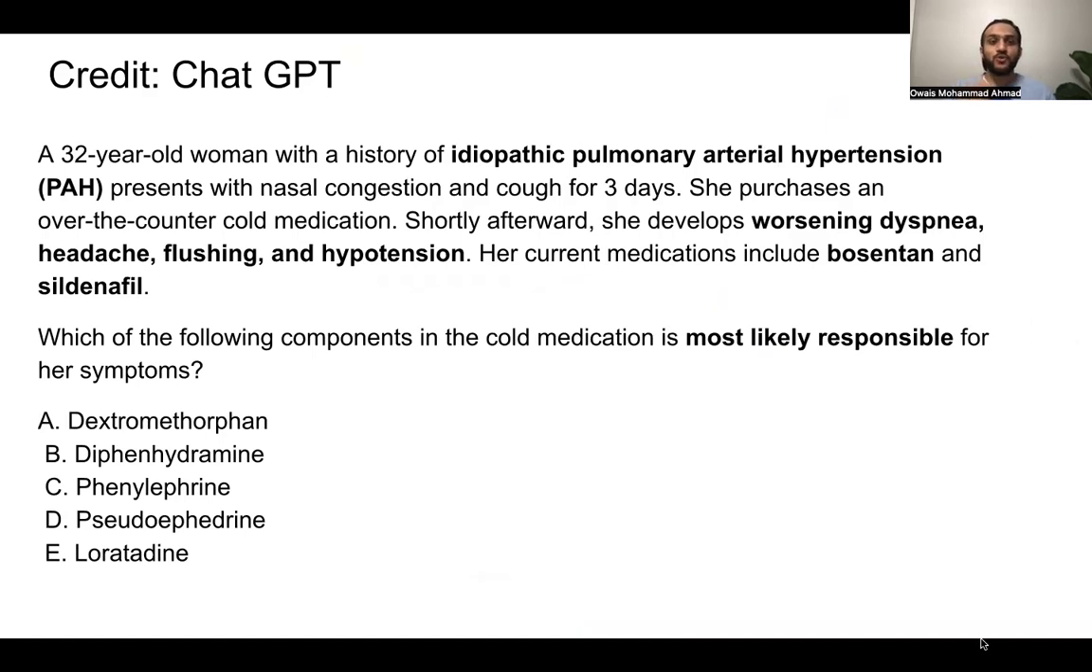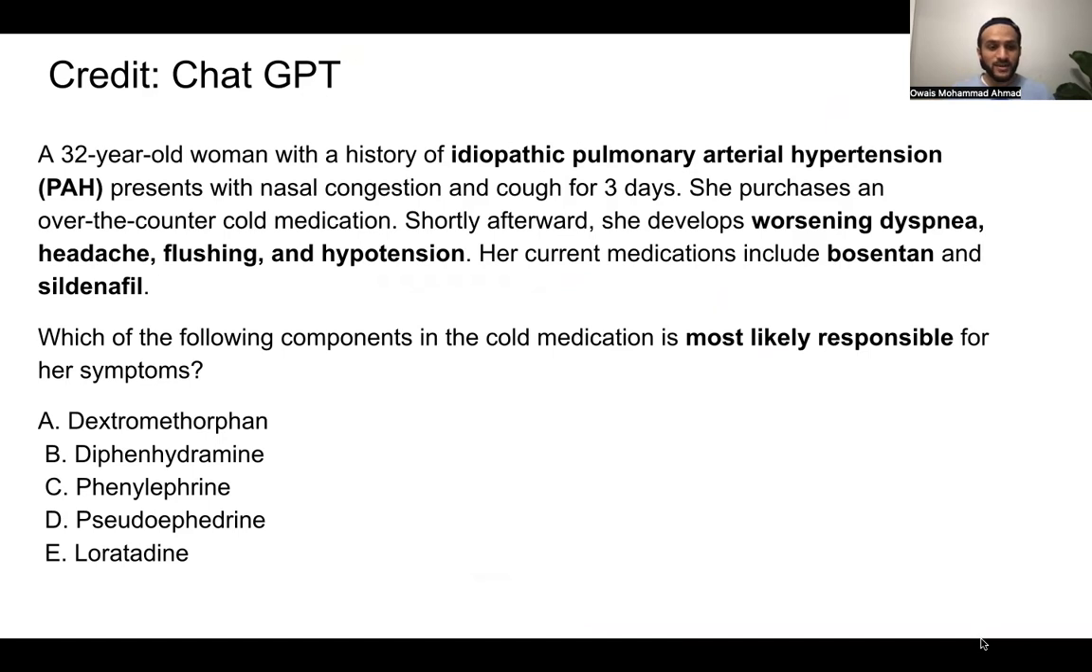A 32-year-old woman with a history of idiopathic pulmonary arterial hypertension presents with nasal congestion and cough for 3 days. She purchases an over-the-counter cold medication. Shortly afterwards, she develops worsening dyspnea, headache, flushing, and hypotension. Her current medications include bosentan and sildenafil. Which of the following components in the cold medication is most likely responsible for her symptoms?